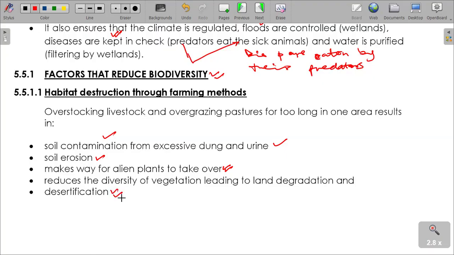So habitat destruction through poor farming methods, which is overstocking, reduces biodiversity by the destruction of natural habitats, by the destruction of the soils, and by the manifestation of desertification, where our land is no longer able to sustain its natural vegetation.